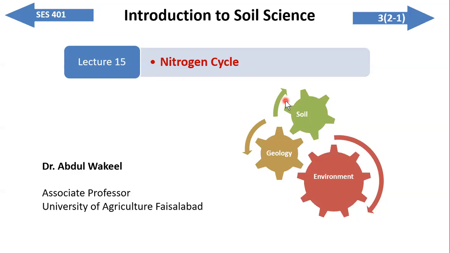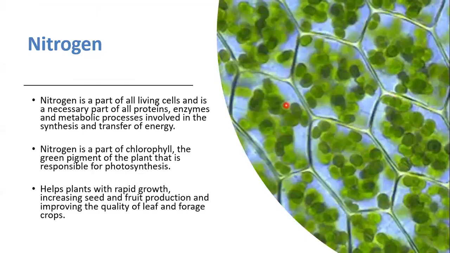Today we have to talk about the nitrogen cycle. So nitrogen is a very important macronutrient. It is required in a higher amount by the plants, and the plants' growth is very much dependent on nitrogen. It is a part of all living cells and is a necessary part of proteins, enzymes, and metabolic processes involved in the synthesis and transfer of energy.